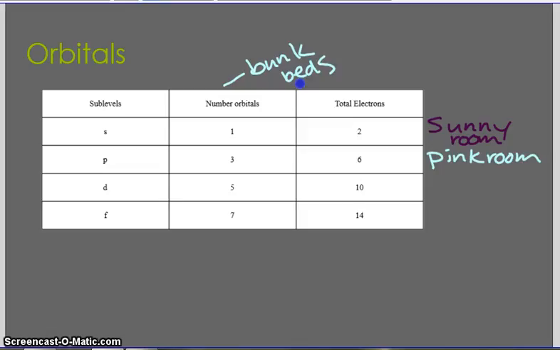Now the D sublevel has 5 bunk beds in it, so this would be an even bigger range, a bigger space to hold even more electrons, and this will build and get larger as we go. But the pattern is the sublevel will have a certain number of orbitals and types of orbitals, and that's going to determine how many electrons we can hold.